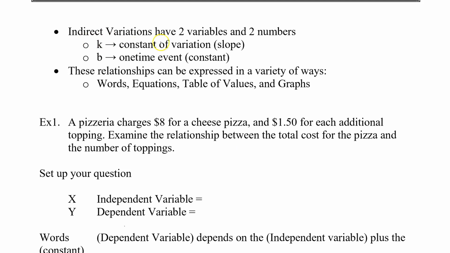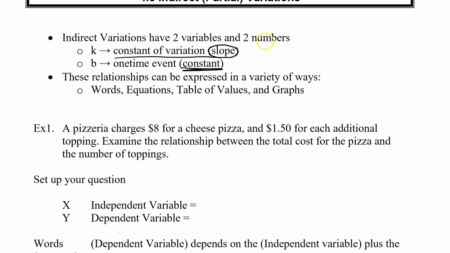With indirect variations, we have two variables, which is very similar to direct variations, and we also have two numbers. Now this is a little bit different. In direct, we only had one number, but now we have two numbers. The two numbers are the constant of variation, or what I like to call the slope, and this b, which is a one-time event, or what we call a constant. So these are the two numbers.